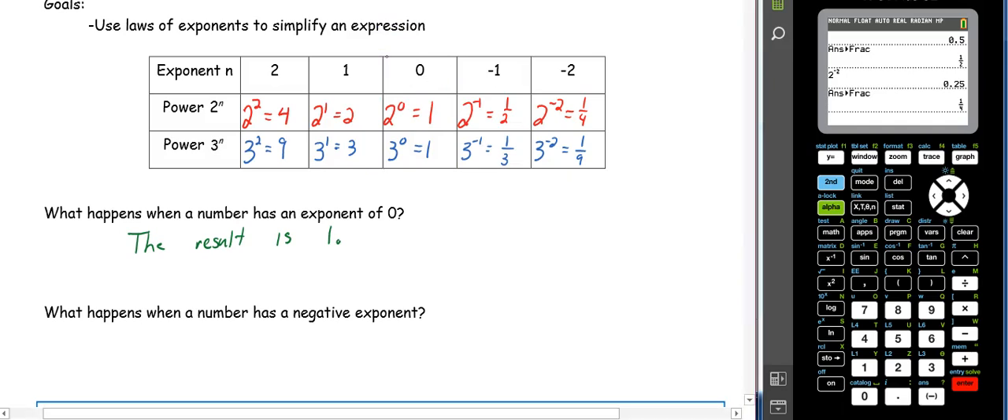What happens when the number has a negative exponent? Notice here, we have 2 to the negative 1, which is 1/2, and 2 to the positive 1 is 2. Those numbers are reciprocals because they're fractions and we're flipping the numerator and the denominator. So what happens when a number has a negative exponent? It turns to the reciprocal of the positive exponent.